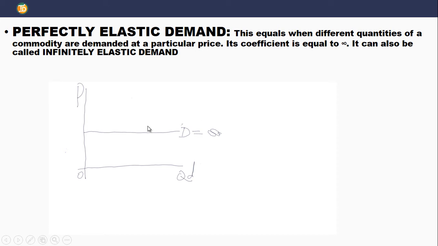As you can see on the diagram, we have our price, we have quantity demanded, we have our demand, which is infinite, which means that percentage change in price is constant, and we have percentage change in quantity. If you divide percentage change in quantity by 0, you are going to have infinite. That's why we have perfectly elastic demand.